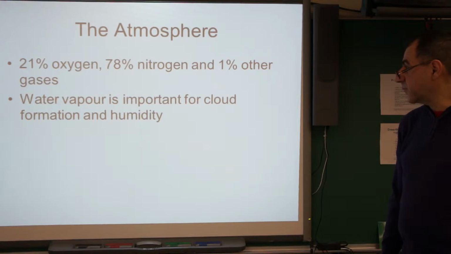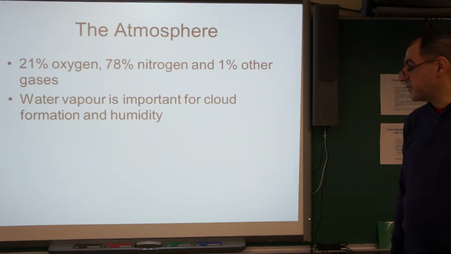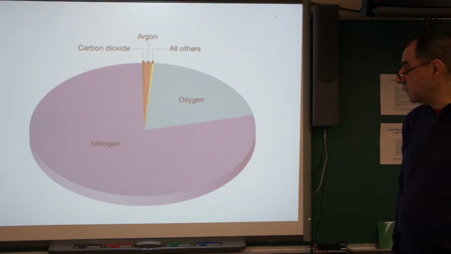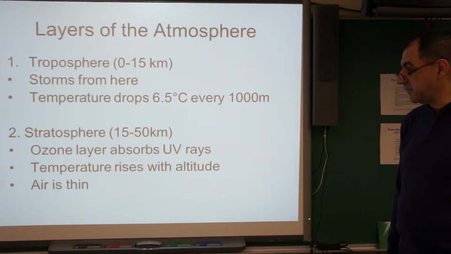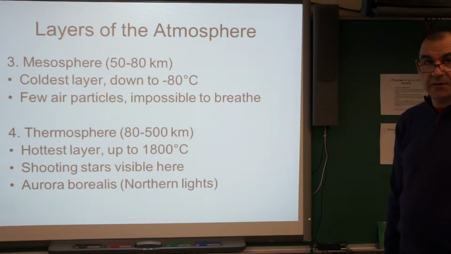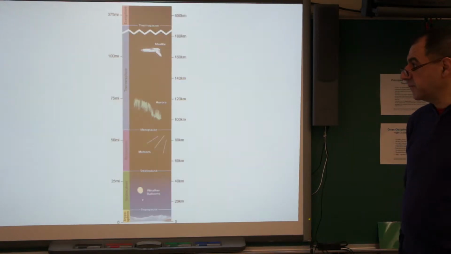The atmosphere is comprised of the majority, 78% nitrogen and 21% oxygen. Water vapor is important for cloud formation and humidity. Layers of the atmosphere are the troposphere, stratosphere, mesosphere, thermosphere, and finally exosphere. And these are the layers of the atmosphere.